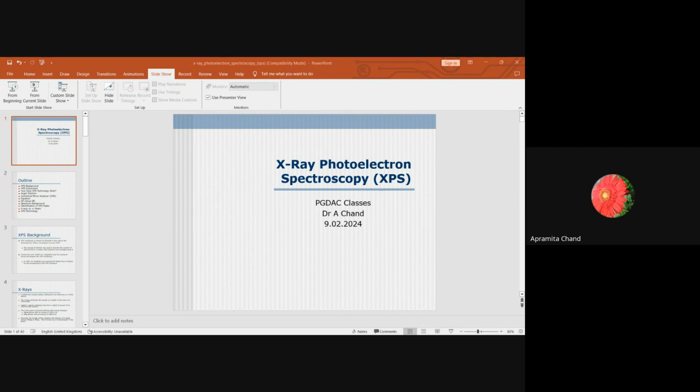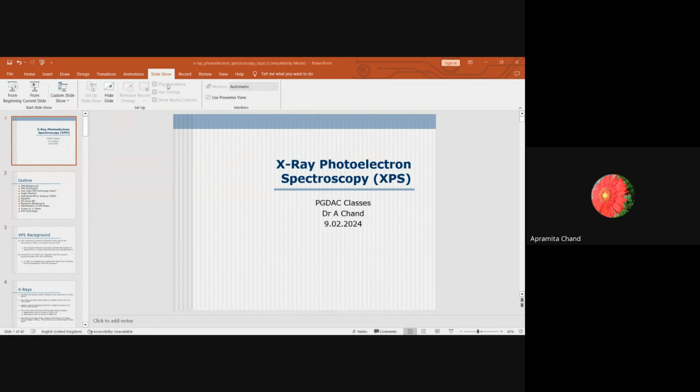The original binding energy experienced by the electron in the sample can be calculated from the EK with this simple relationship: EK is equal to h nu minus EB minus phi. Here EK is the kinetic energy of the ejected electron, EB is the binding energy of the electron, h nu is the incident photon energy, and phi is the work function of the spectrometer.